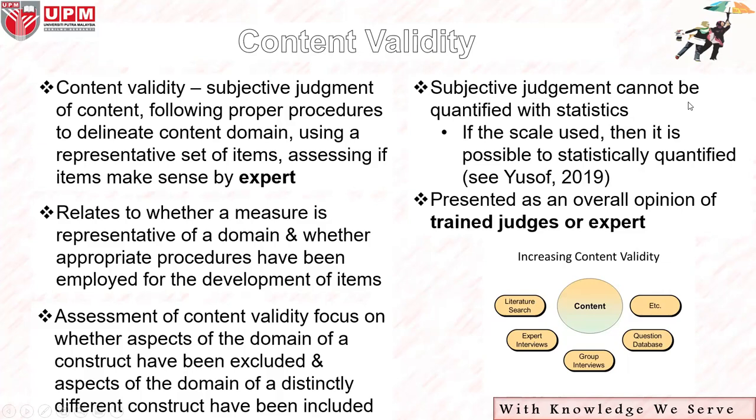Okay, so how to increase content validity? These are the ways that you can use. First, through the literature, you make a comparison. You make sure that in your operational definition, you already include all the necessary elements of the variable. That is why we need a very vast, very wide literature review, so we know we already cover all the elements that should be covered when we propose a certain variable. Then it is based on expert reviews, and then group interviews. Group interviews are usually applicable if you have more time and you are going to establish a new instrument. Then you can go to the question database. Those are examples that we can use to increase content validity.